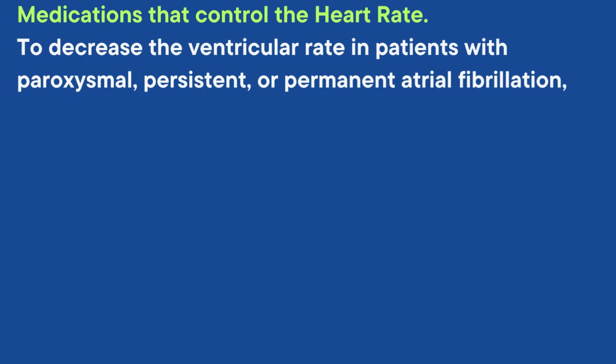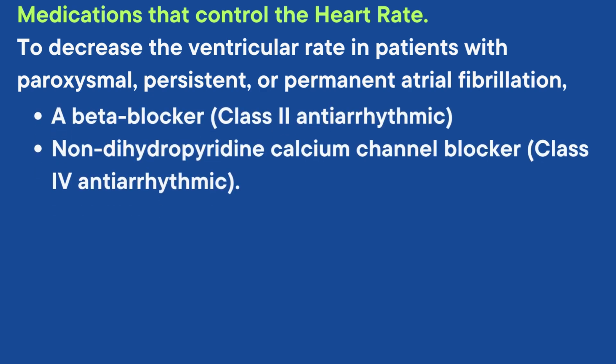A strategy to control the ventricular rate of response so that the resting heart rate is less than 80 beats per minute is recommended in order to manage symptoms of atrial fibrillation. To decrease the ventricular rate in patients with paroxysmal, persistent or permanent atrial fibrillation, a beta blocker, that is class 2 antiarrhythmic drugs, or non-dihydropyridine calcium channel blocker, that is class 4 antiarrhythmic drug, is generally recommended.